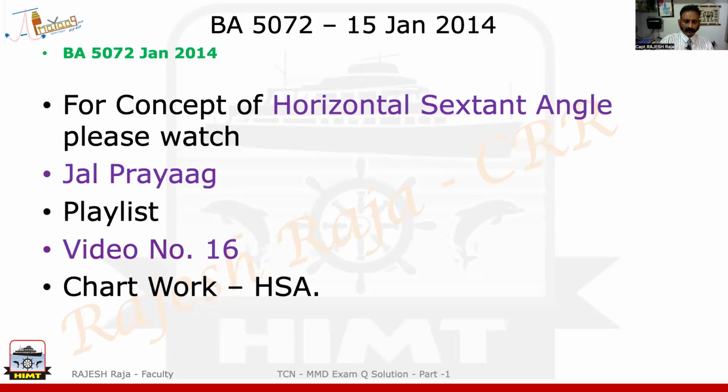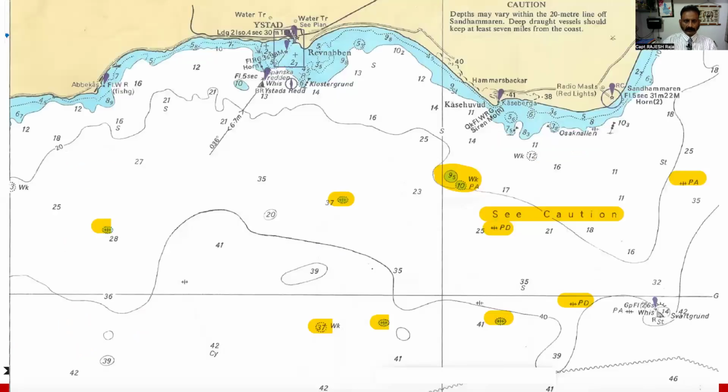I'll give you a small hint where to find that. Please go to Jal Prayag, click on the playlist. Video number 16 is titled Chart Work and Horizontal Sextant Angle. Please go and have a look. It tells you in detail how to go about an HSA question. As I said, I'm not going to concentrate on the concept. I'm going to go directly to the steps for you to solve the question. So let us start off.